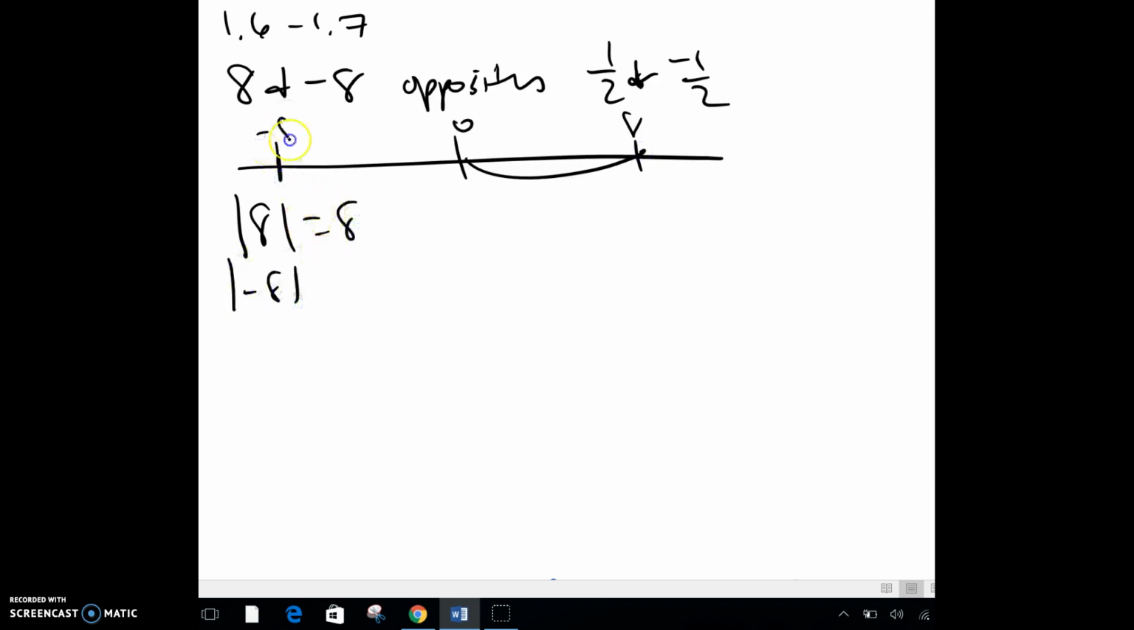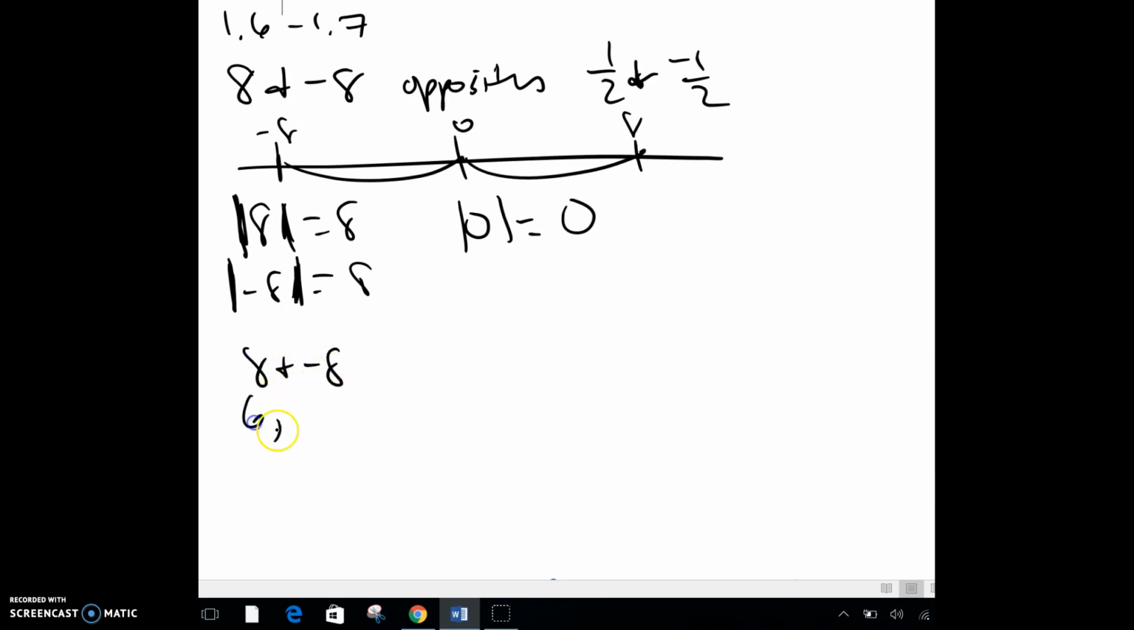So the absolute value of negative 8 is also a distance of 8. It's kind of like how powerful it is, but it has no sign. It's usually positive, but if you have the absolute value of zero, you're going to get zero. And zero is neutral. It's not positive or negative. Nice positive and negative numbers are called integers. So 8 and negative 8 are called integers, or 6 or negative 6 or 3 or 0 or 1 or 2. Those are all integers.